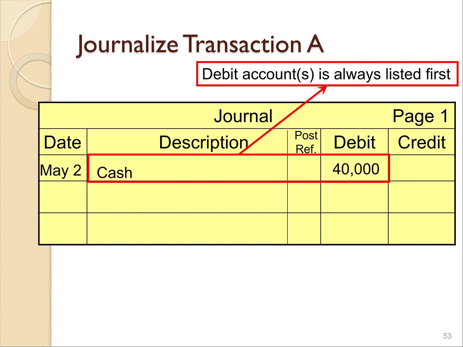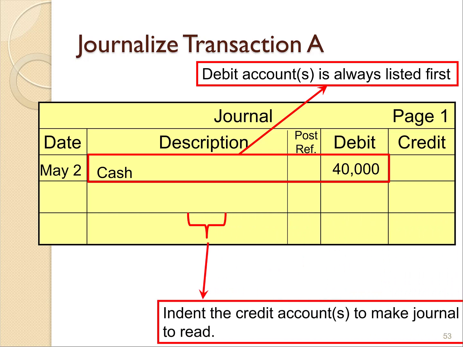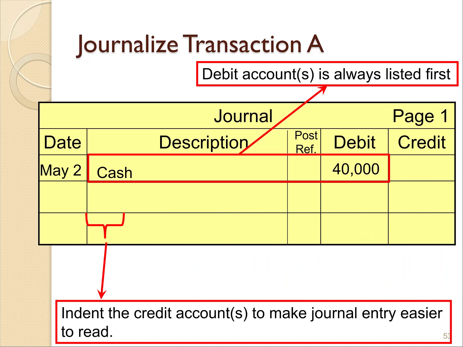And then we need the credit account. And for the credit account, we always indent it to make the transaction easier to read. And do you remember what the credit account was? It's Angel, comma, capital. And then we have to write in the credit. So at this point, always double check. Do we have a debit and a credit, and do they match? Yep, $40,000 debit equals a $40,000 credit. So we're good.